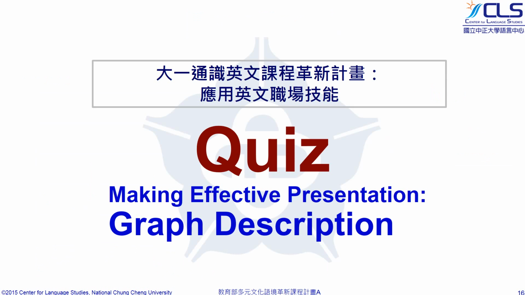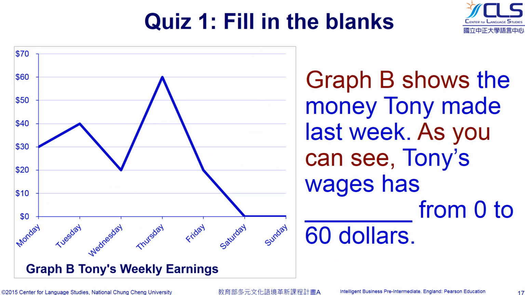Okay, let's go with a more challenging task, the quiz. Question 1. Fluctuated is the best one. Graph B shows the money Tony made last week. As you can see, Tony's wages has fluctuated from $0 to $60. We use fluctuate to describe ups and downs of a trend.